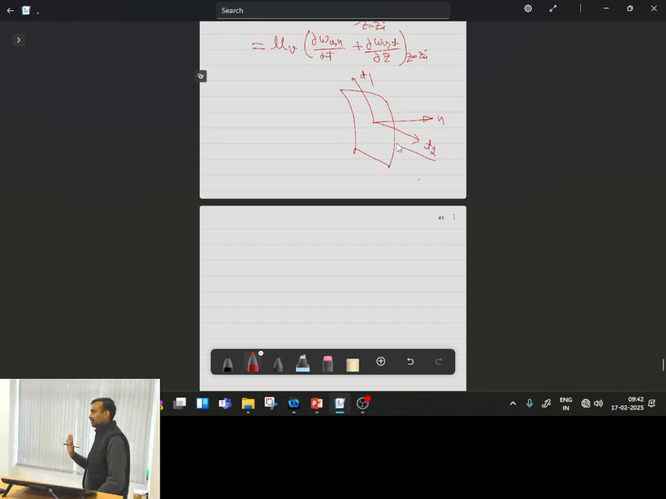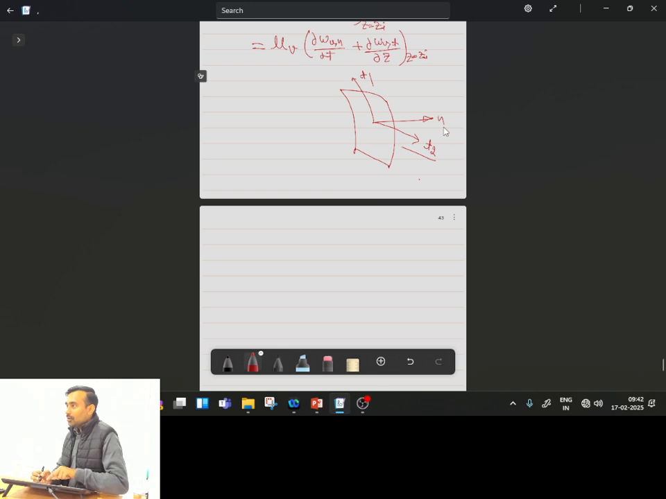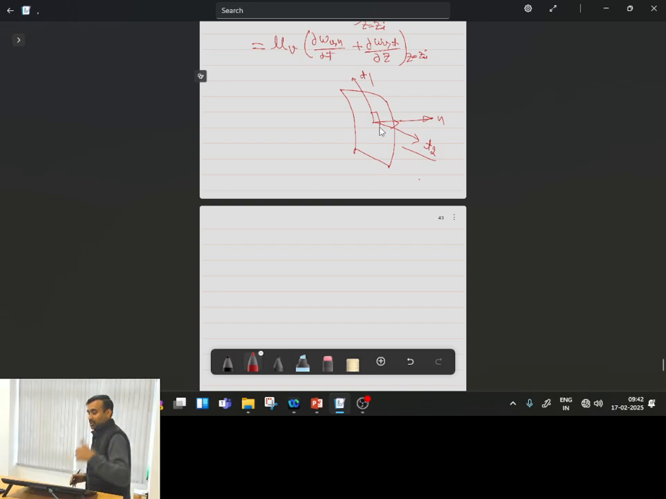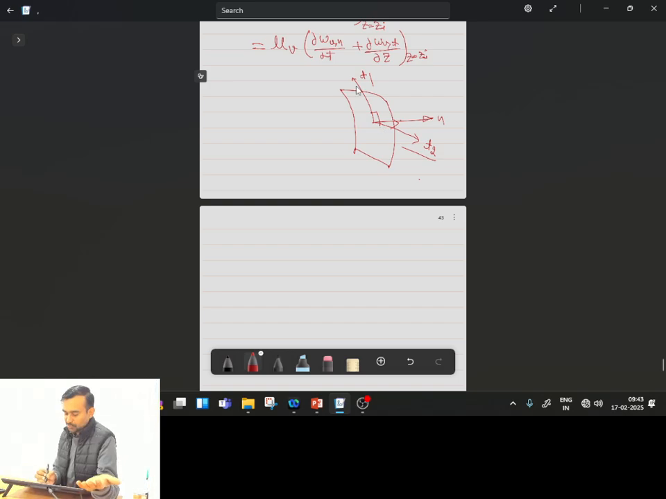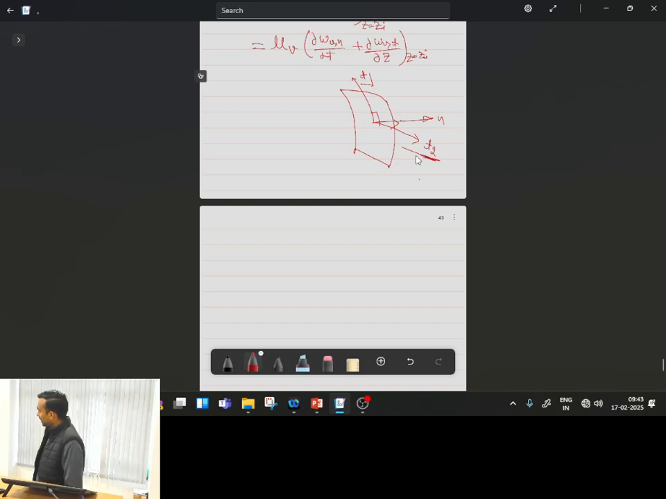Have you understood? So this is normal. One tangential is on one side of the normal and the other tangential is at another 90-degree angle, and both are parallel to the interface. So the way I have done this momentum balance for the T1 direction, a similar momentum balance will also exist in the T2 direction. Have you understood?